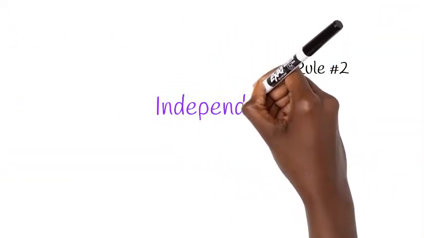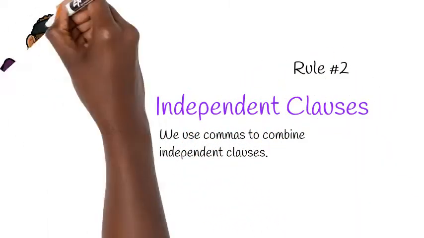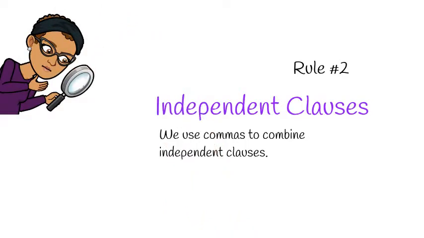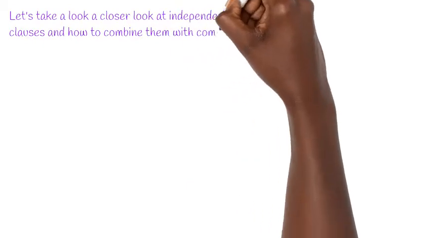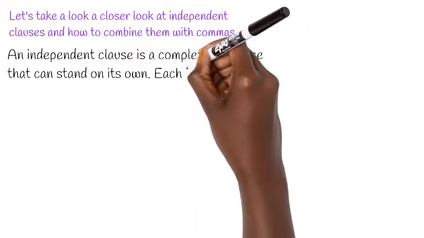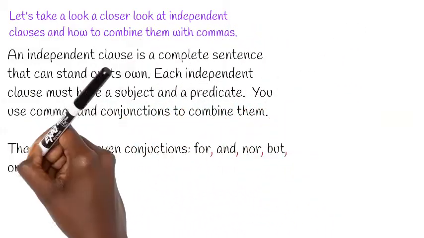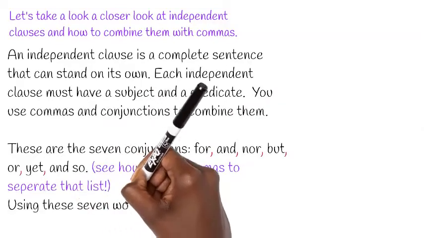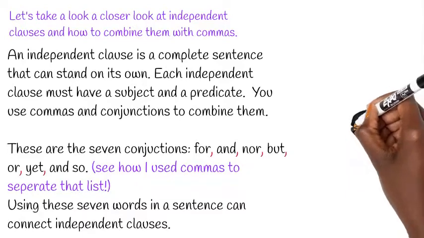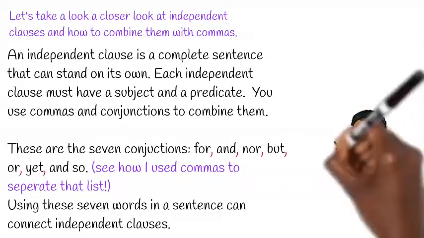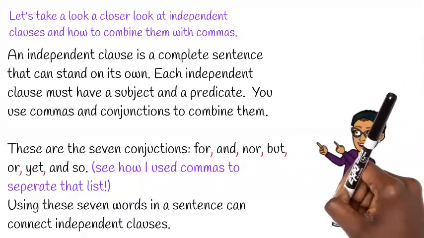Rule number 2. Independent clauses. We use commas to combine independent clauses. Let's take a closer look at independent clauses and how to combine them with commas. An independent clause is a complete sentence that can stand on its own. Each independent clause must have a subject and a predicate. You use commas and conjunctions to combine them. These are the 7 conjunctions: for, and, nor, but, or, yet, and so. Using these 7 words in a sentence can connect independent clauses.